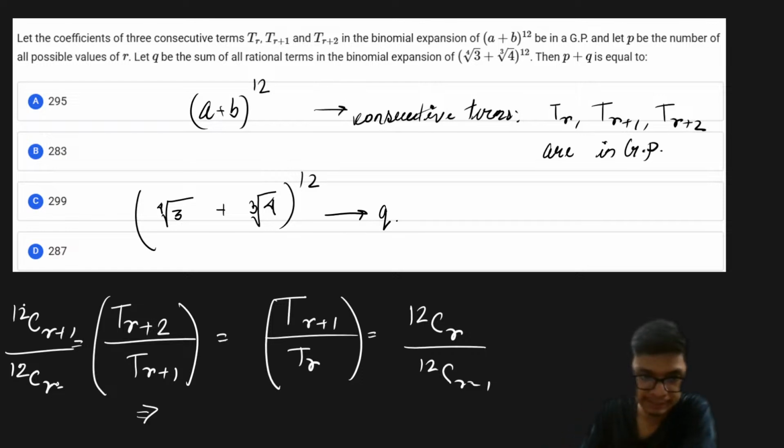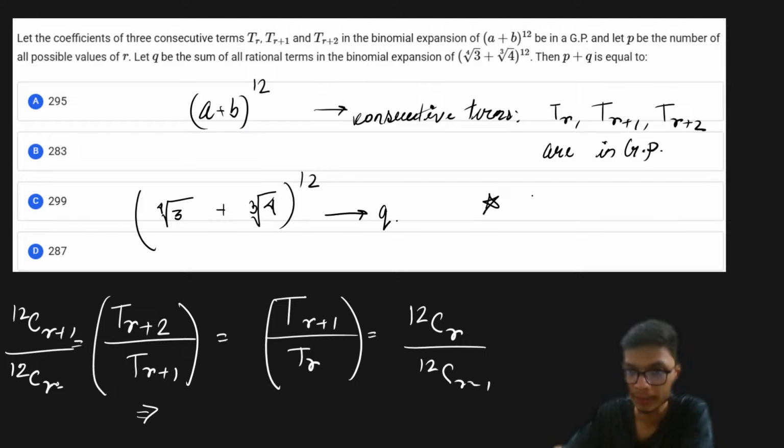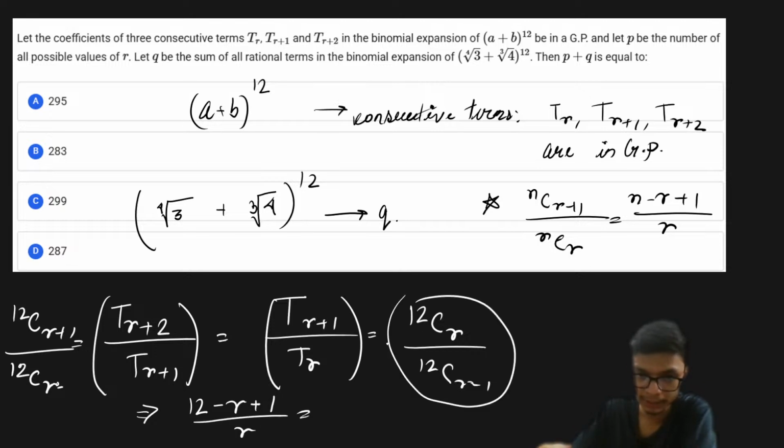So from here I can simply write this ratio as, I know the formula, I hope you remember the properties, that is nC(r+1) divided by nCr is basically given as (n−r+1) divided by r, okay. So that is the form, so you need to remember it. So from here you can always write this as (12−r+1) divided by r for this part, and for this part you can write it as (12−(r+1)+1) divided by (r+1), right?